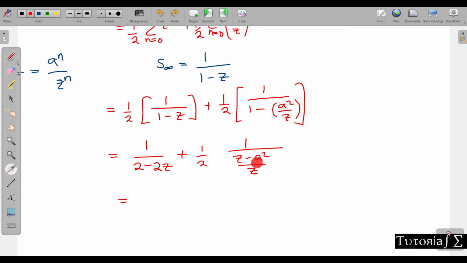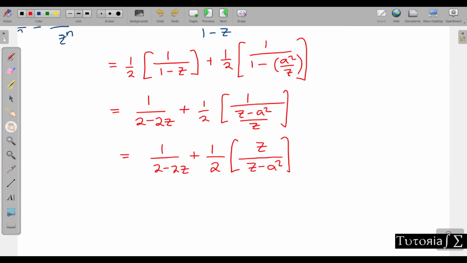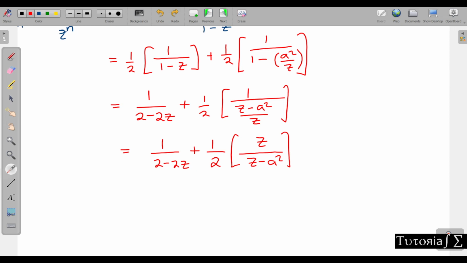Right, so the common denominator will be that. To simplify, this times this will give us this. This is how you simplify the denominator here. Then this 1 all over this is just the reciprocal of this, which will give us z all over z minus z, okay, like that. All right, so this is the sum.